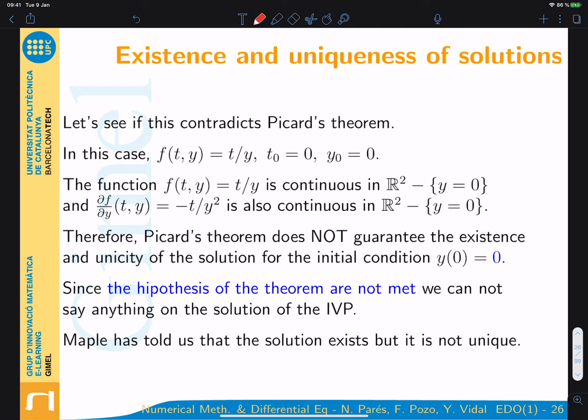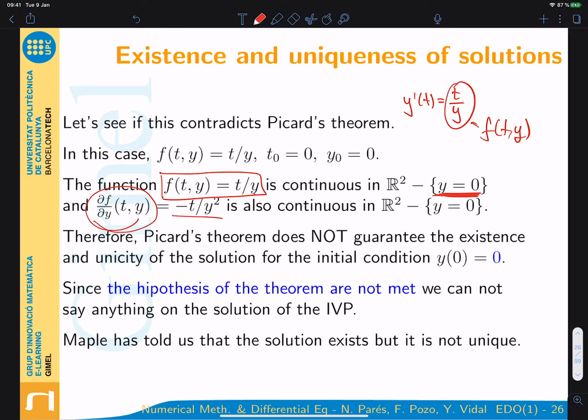Well, when I try to apply Picard's theorem to my ODE, which was this one, now this is f of t, y in this case, and of course this function is continuous everywhere but not when the denominator is 0, so not when y is equal to 0. And the same is going to happen with the first partial derivative with respect to y. This function is continuous everywhere but not when y is equal to 0. So Picard's theorem does not guarantee the existence and uniqueness of the solution for the initial condition y0 equals 0.